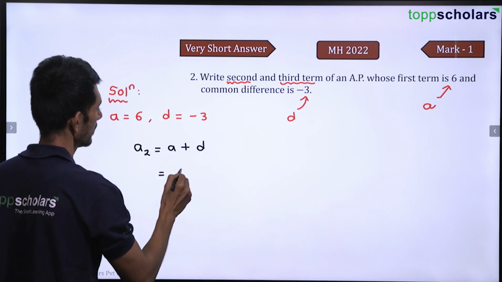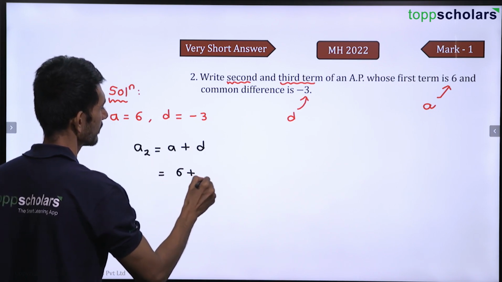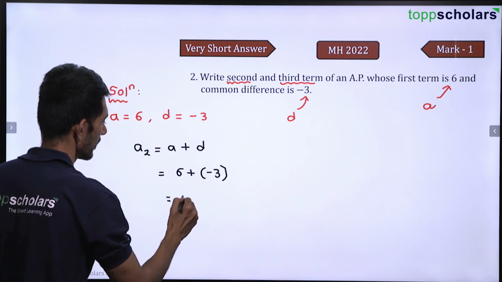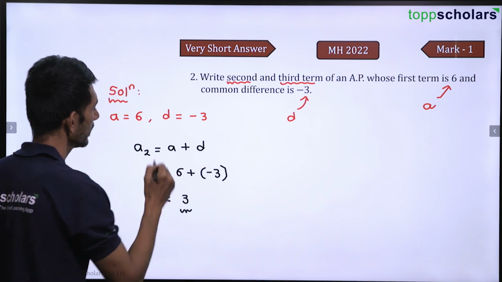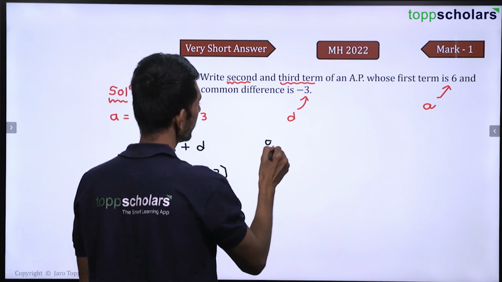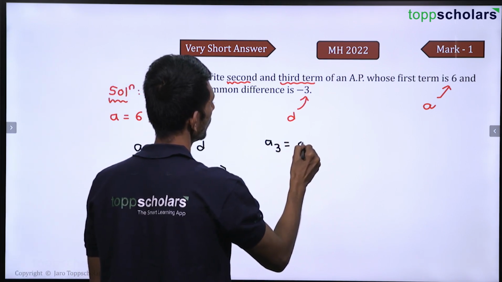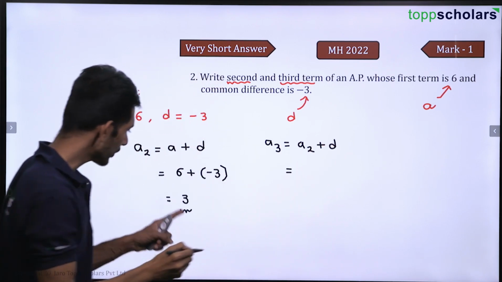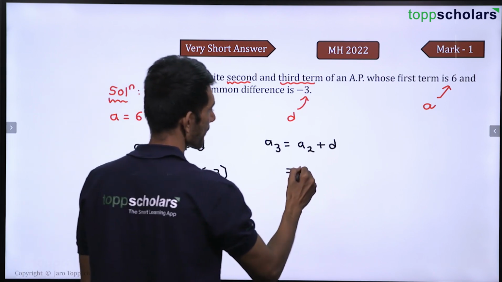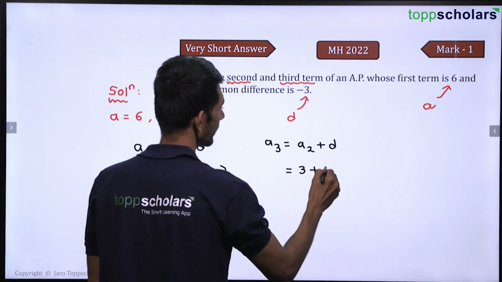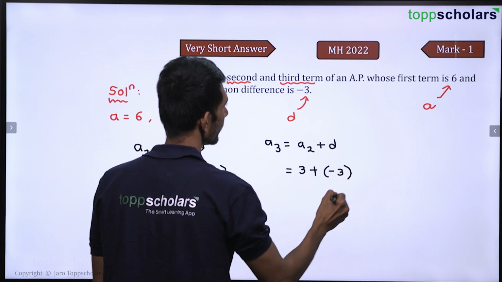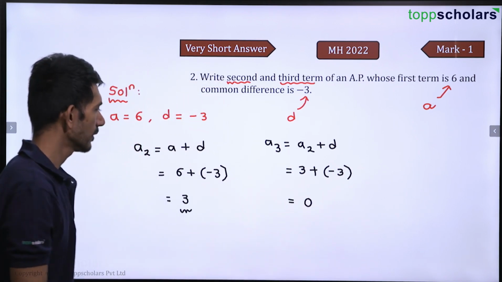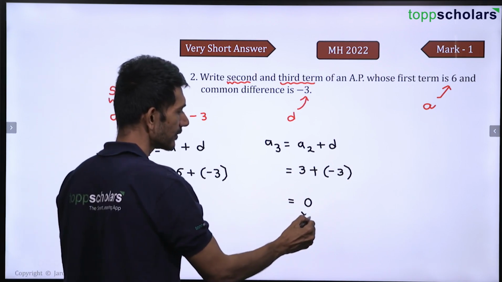Which is nothing but 6 plus minus 3, that is equal to 3. Let me talk about A3. Can I say A3 is equal to A2 plus D? But what is A2? A2 is 3. What is D? D is minus 3. So can I say A3 is 0? So the two answers are 3 and 0.